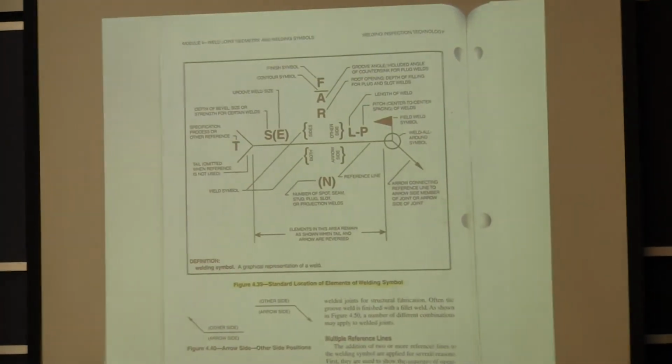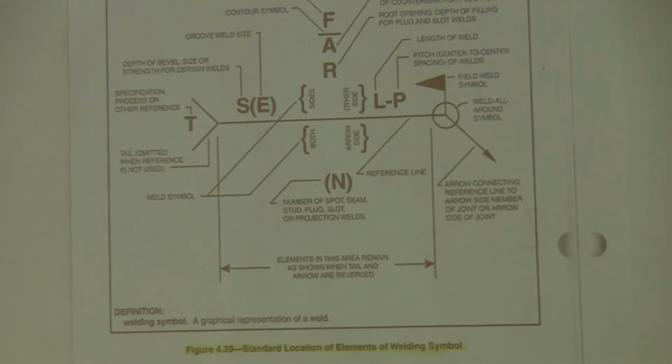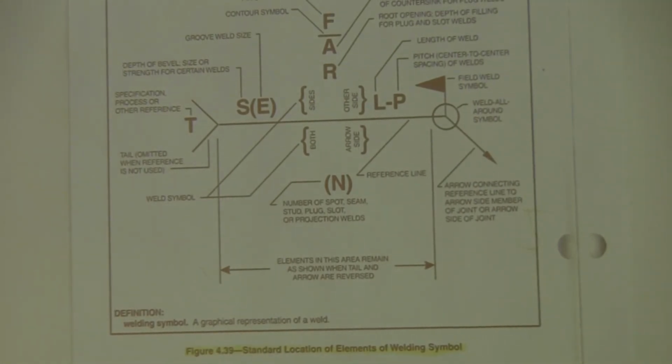So the next thing on the list is the tail. In the tail, you place specifics on the process. There's not always something in the tail. In fact, sometimes they leave the tail off if there's no information that needs to be put in there. But if you want to specify the process that you weld with or something like that, you put it in the tail.